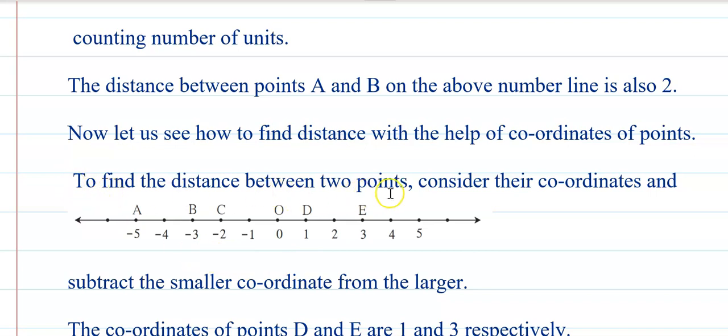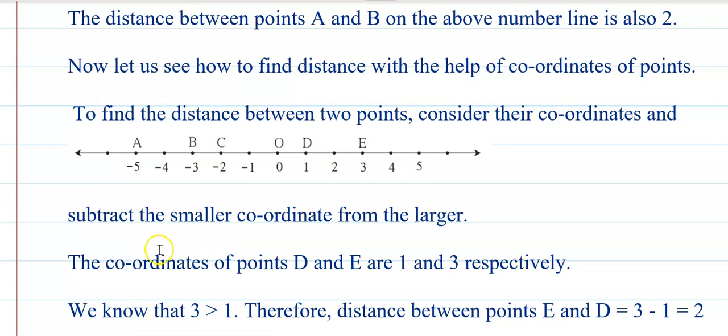To find the distance between two points, consider their coordinates and subtract the smaller coordinate from the larger.